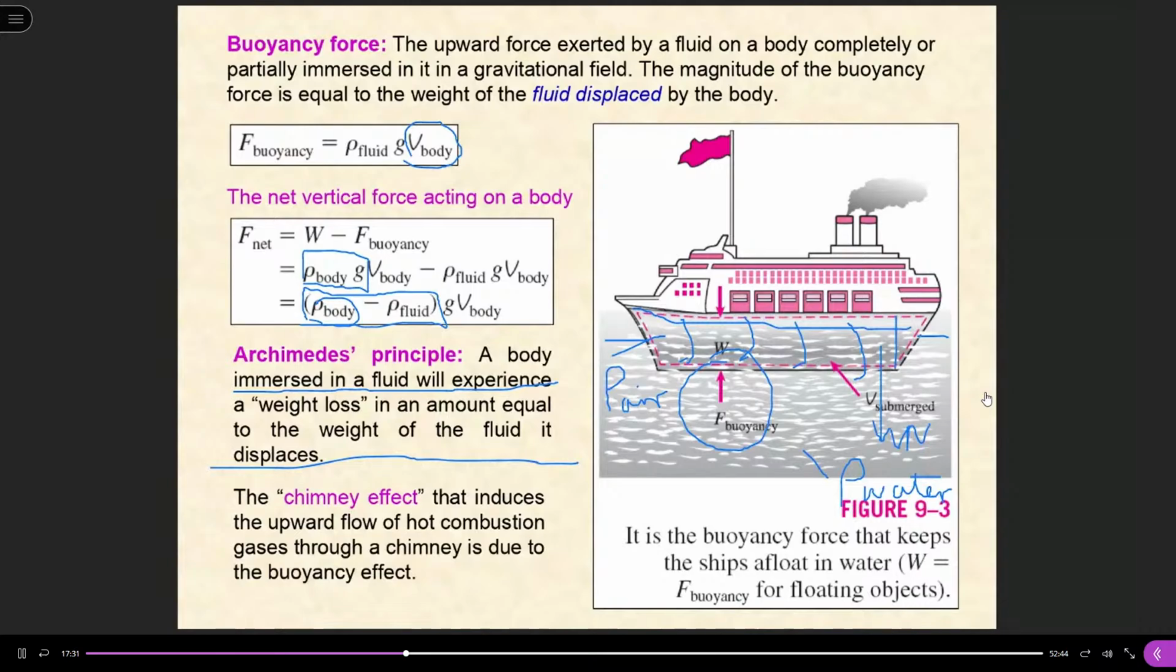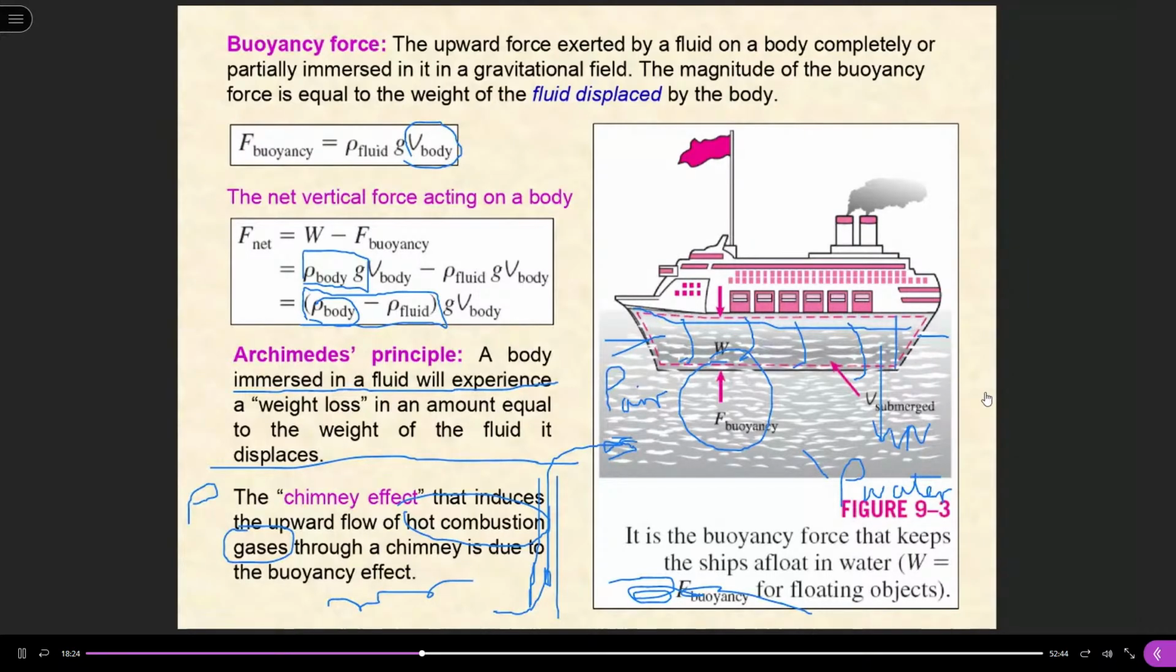In some heavy pollution industries, we build a very tall chimney, and the smoke from a factory will be extracted by the chimney and released into the atmosphere. So the pollutants will not directly affect the ground level neighbors. Why? Because the hot combustion gas has a density lighter than air, therefore you have a net buoyancy force that drives it all the way up into the upper atmosphere.